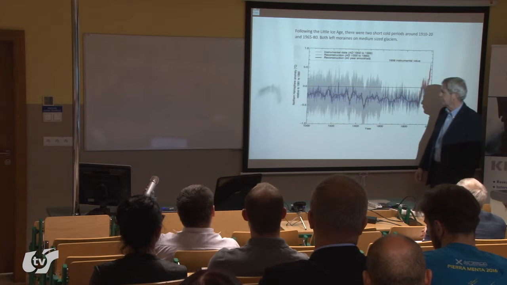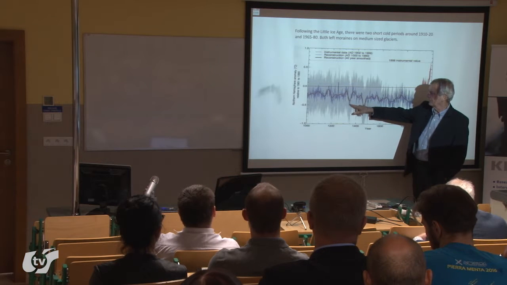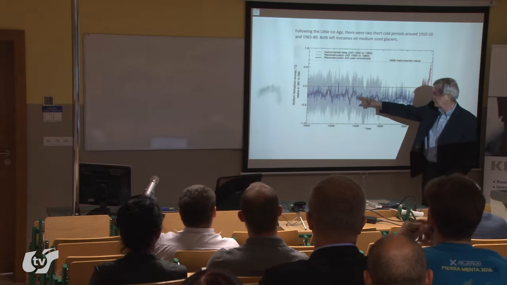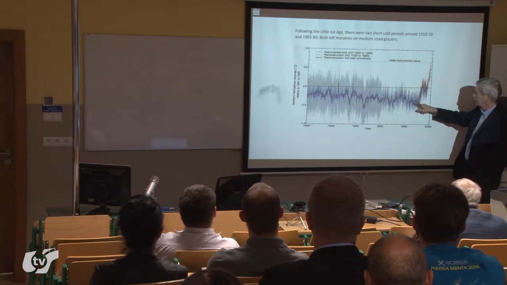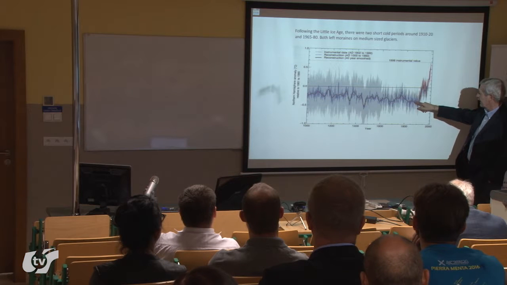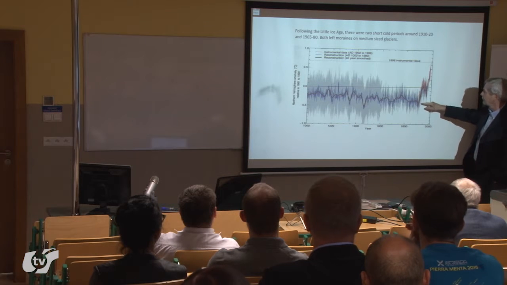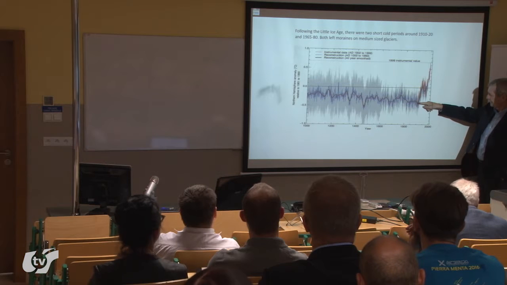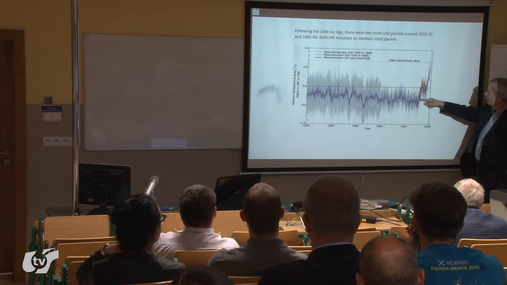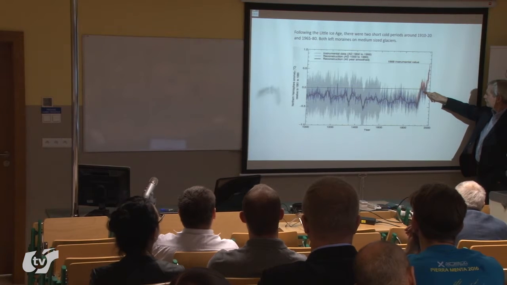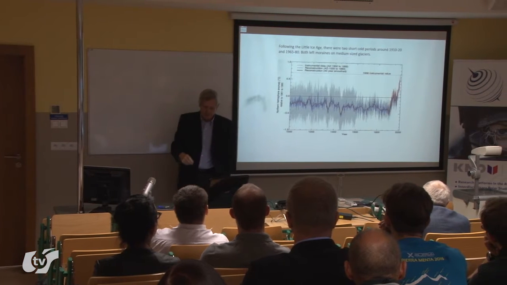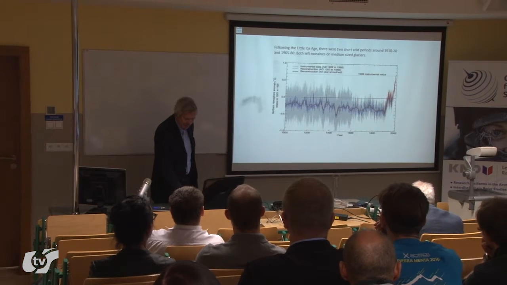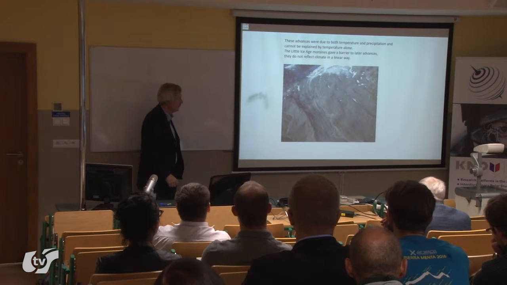reliability of these reconstructions. So you see the first cooling is often taken in 1450, 1350 as the beginning of the Little Ice Age, and around 1850 as the end of the Little Ice Age. Here we have a cold period around 1900 and around 1960 to 80. So that means that we can expect some moraines from this period.